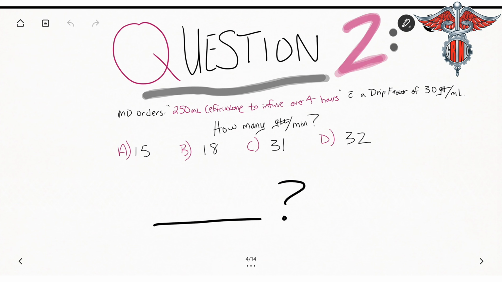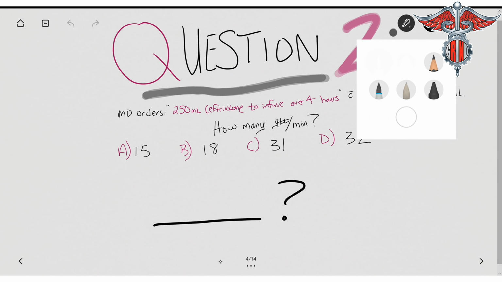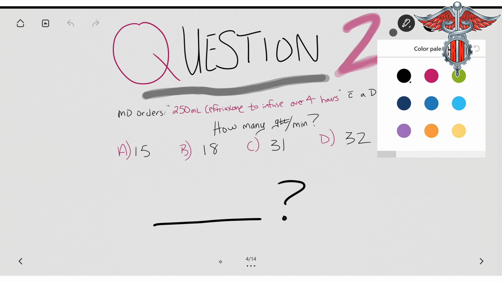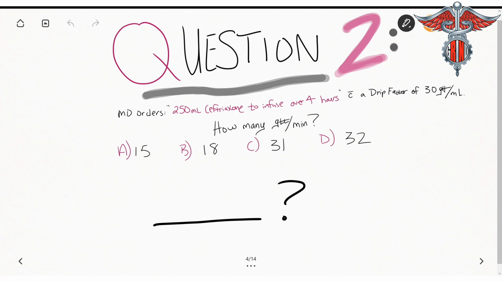So for our second question, our MD orders 250 mils of ceftriaxone to infuse over 4 hours with a drip factor of 30 drops per mil. And again, it's asking how many drops per minute are we solving for. So just like before, let's go ahead and dive into our given information, what we know that we have. So volume, 250 mils of who cares are infusing over 4 hours.